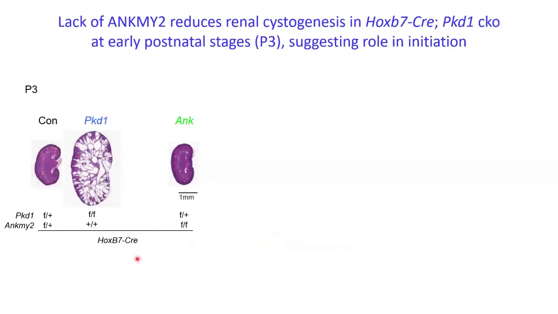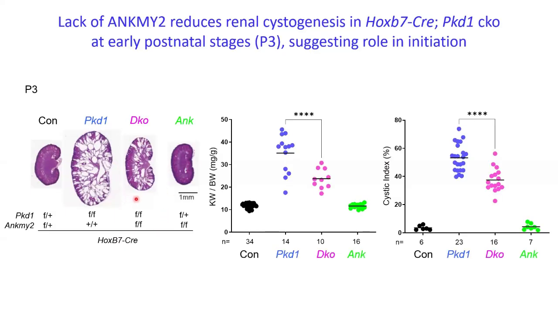So in embryonic onset, at postnatal day 3, the PKD1 knockout is already showing big cysts, but ANC, from now on, I will call ANC-MI2 as ANC, the ANC knockout is exactly the same as wild type. The double knockout reduced the cystogenesis. In kidney body weight ratio and cystic index, the double mutant significantly reduced the cystogenesis.